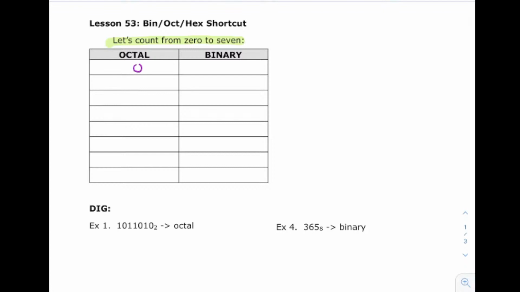Because remember, the octal system, which is base 8, you're allowed to use 8 different symbols, which means we can use the symbols from 0 to 7 to count to 7. And so actually that was quick. So in the octal system, that's what it looks like to count from 0 to 7. It's a little more challenging to do that in binary.